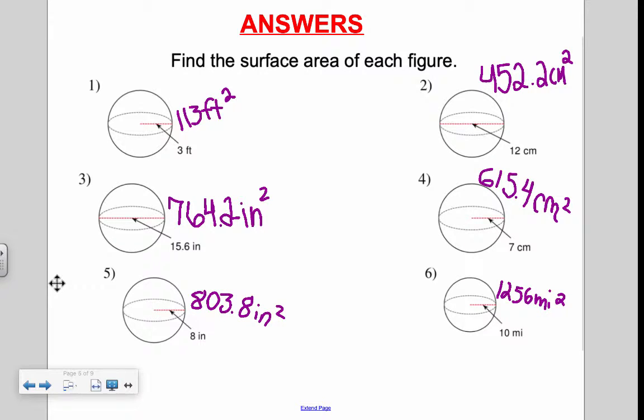Okay, so for number 1, we should have 113 feet squared. Number 2, 452.2 centimeters squared. Number 3, 764.2 inches squared. Number 4, 615.4 centimeters squared. Number 5, 803.8 inches squared. And number 6, 1,256 miles squared. If you have any questions for me, please jot them down on your paper, and we can talk about them during class time.